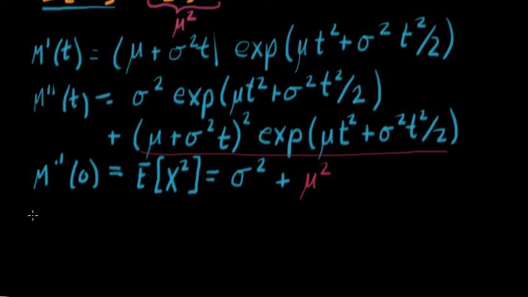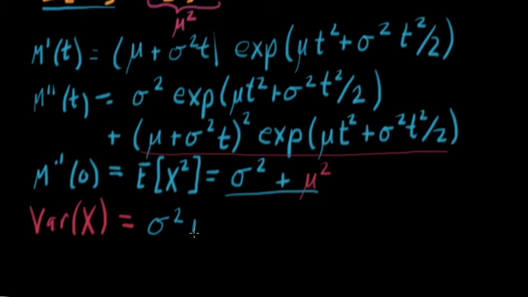So recall that we are calculating the variance of x, and we already have this for this term, so sigma squared plus mu squared, for the first term that we used to calculate the variance.